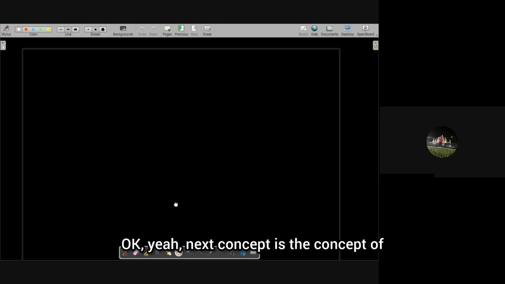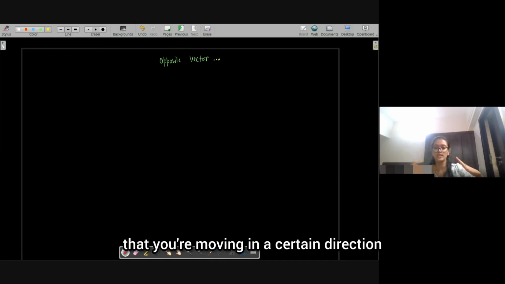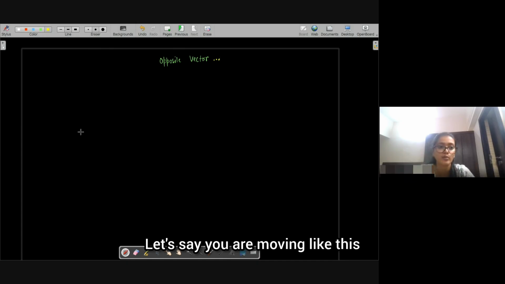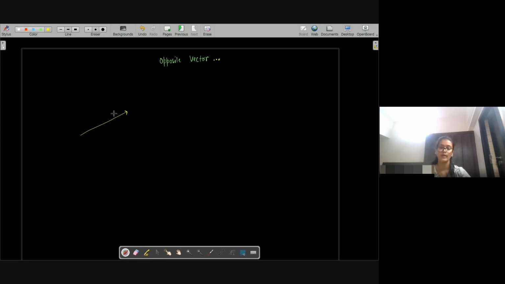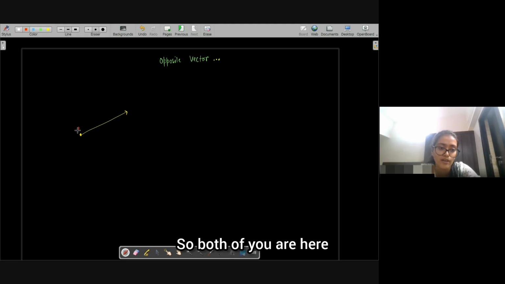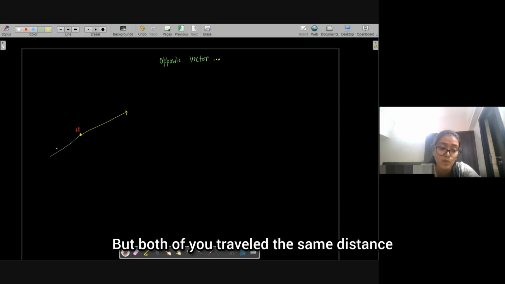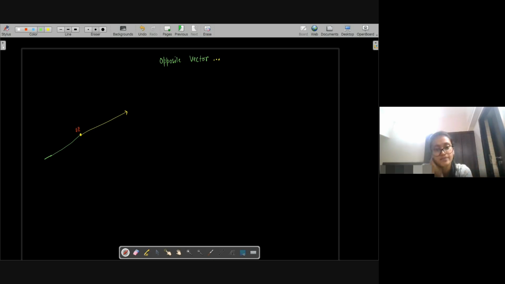Next concept is the concept of the opposite of a vector, or just an opposite vector. Just imagine that you're moving in a certain direction. Let's say you are moving like this, and there is your friend who is moving in the opposite direction. Both of you started here, you moved in this direction, and your friend moved in the opposite direction, but both of you traveled the same distance.